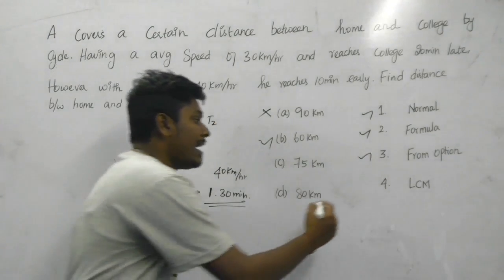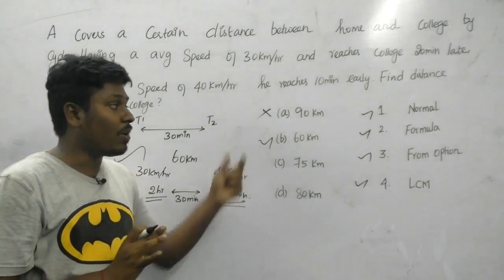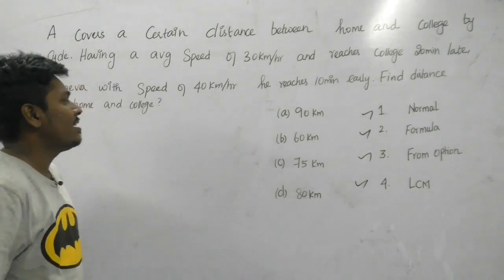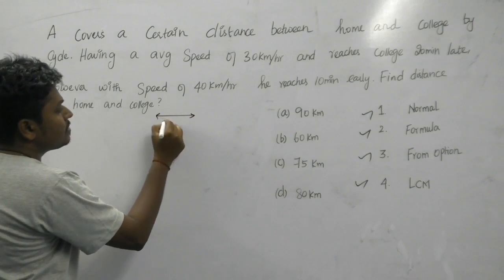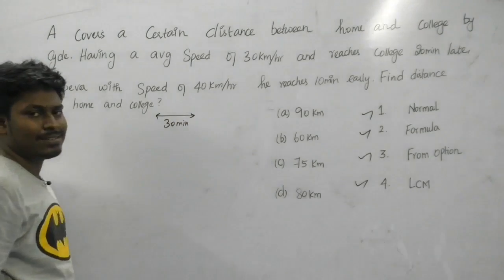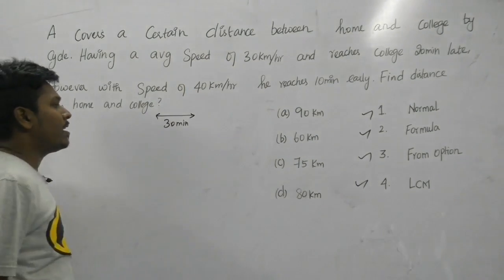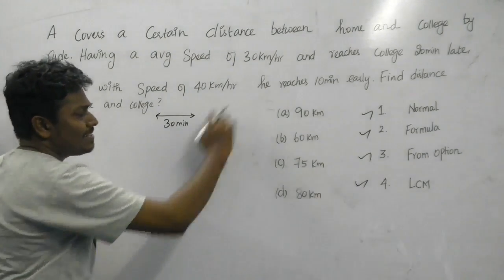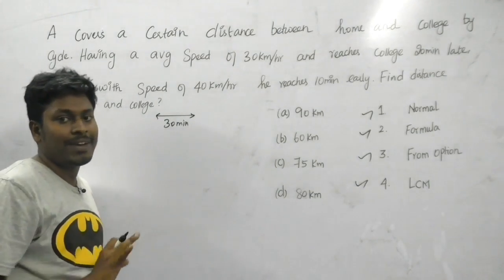We can go for the LCM method now, okay? Which is the most important method to solve these types of sums. See here friends, always remember one thing, the difference between the times is 30 minutes, right? We calculated this initially. Keep this as it is. Okay. If it is 40 kilometers and 30 kilometers per hour, we don't know what the distance is, right? We are not taking it from the options. We need to assume some value.